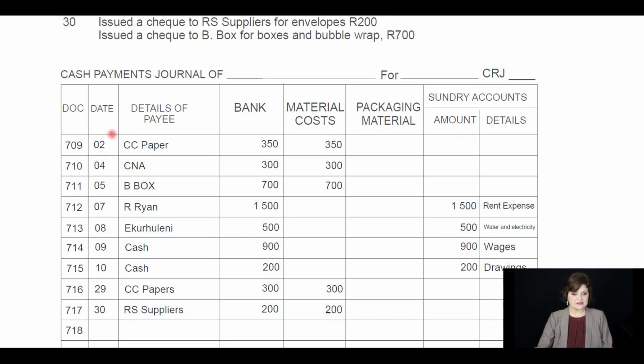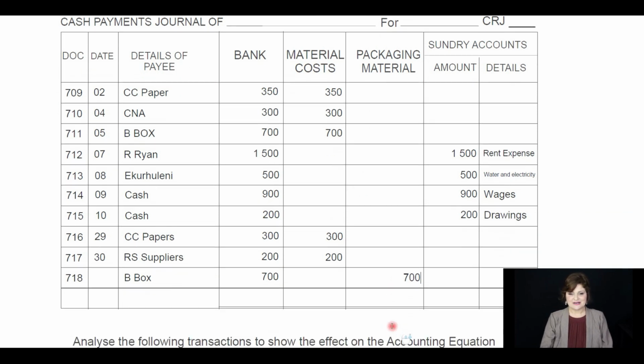Another transaction on the 30th, so you don't have to write the date again. Your check number will be 718. The payee is B Box, so let's write that in, B Box. And what happens there? Issued a check to B Box for boxes and bubble wrap, 700 Rand. So the two accounts that are affected are bank and packaging material. That's right. So the boxes and the bubble wrap gives us a clue that it is needed for protection of the actual product. So that will be put under the packaging material column. All right. So B Box, the amount is 700 Rand. And that will be allocated eventually. Packaging material, 700 Rand.